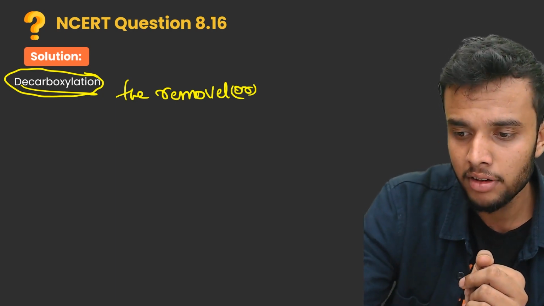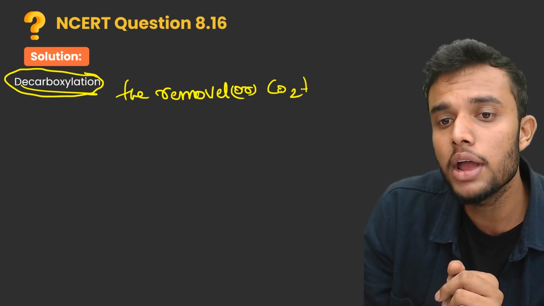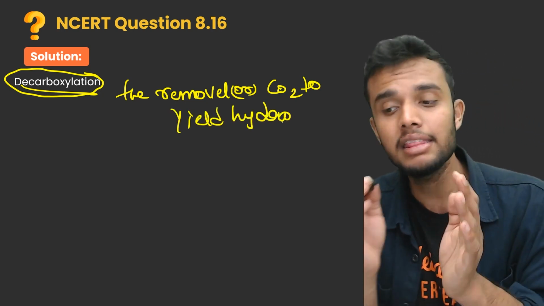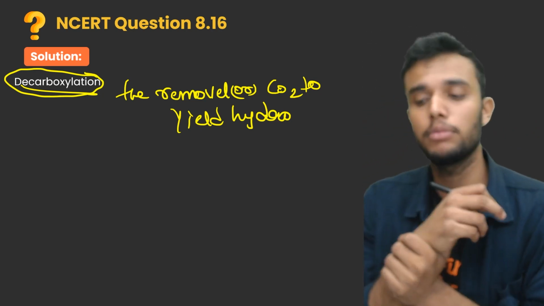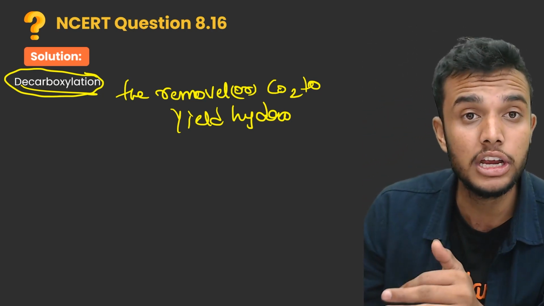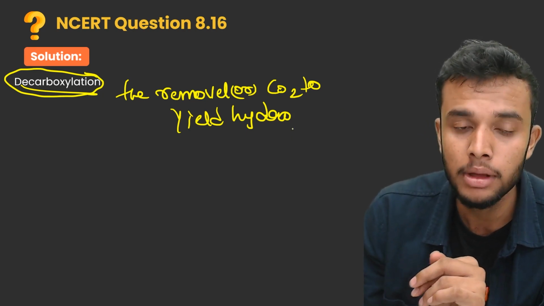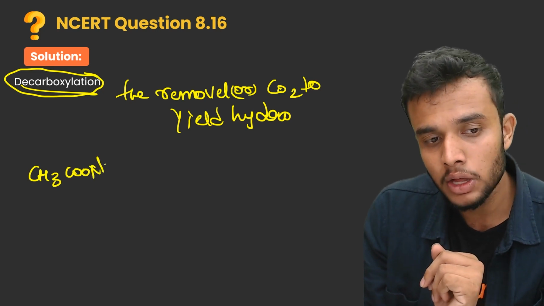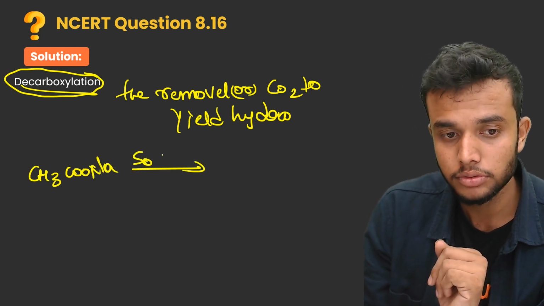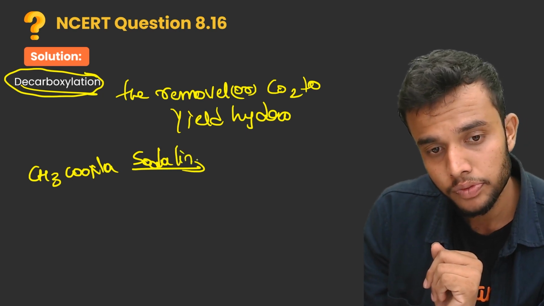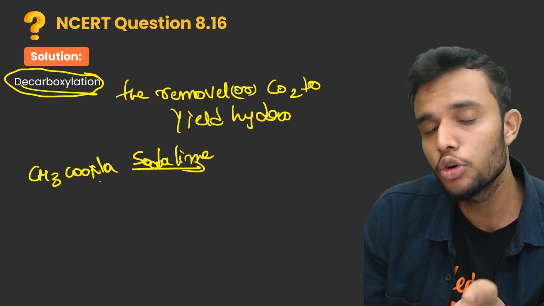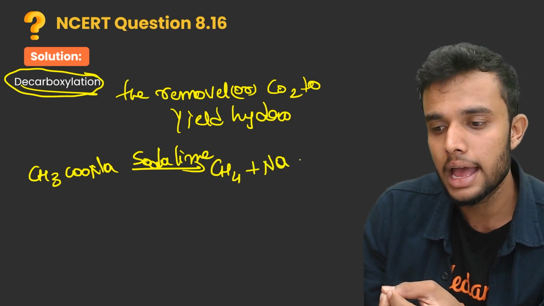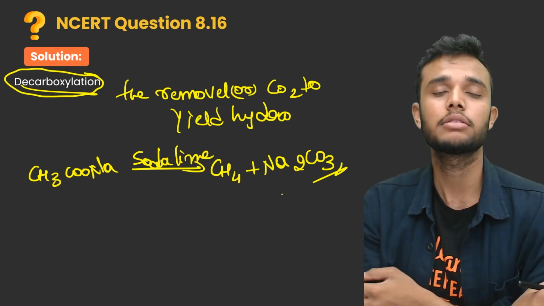The release of CO2 from a compound to yield a hydrocarbon is called decarboxylation. In the presence of soda lime, sodium salts are heated with soda lime. This is called decarboxylation. For example, sodium ethanoate in the presence of soda lime yields methane, CH4, as the CO2 group is removed, along with Na2CO3, sodium carbonate. Right, students?